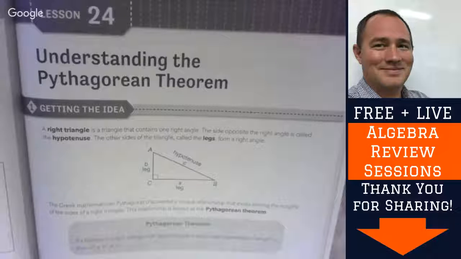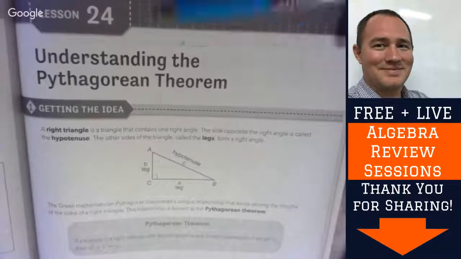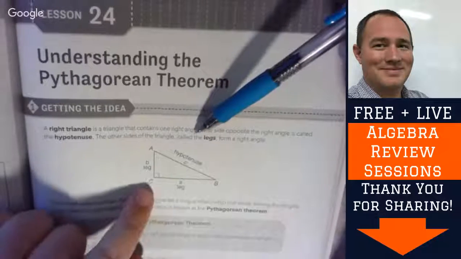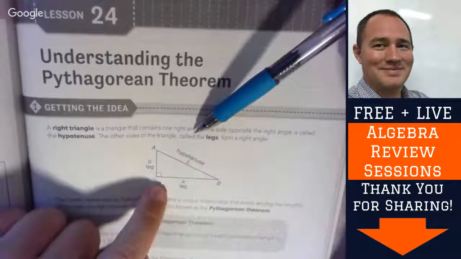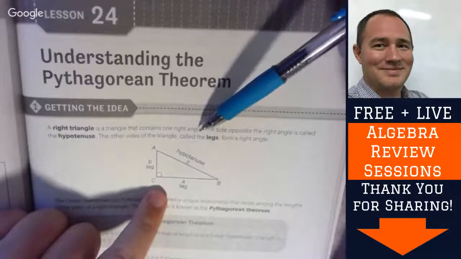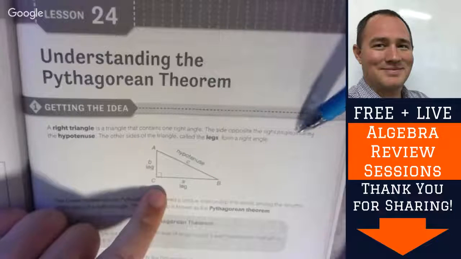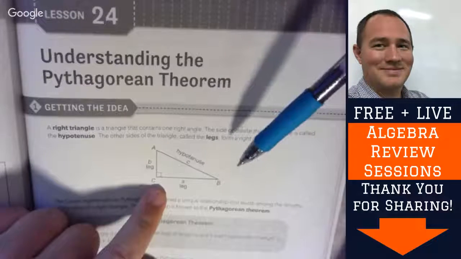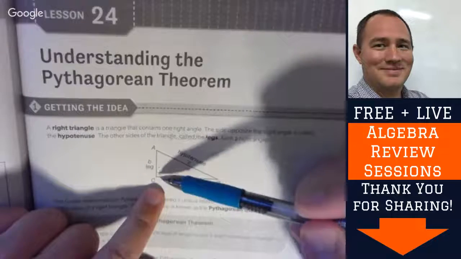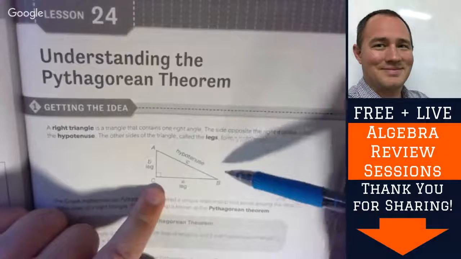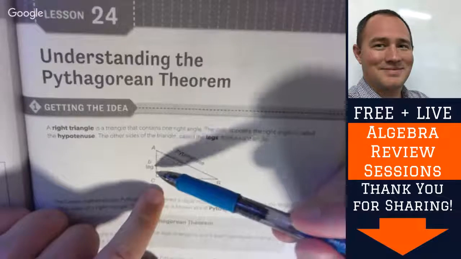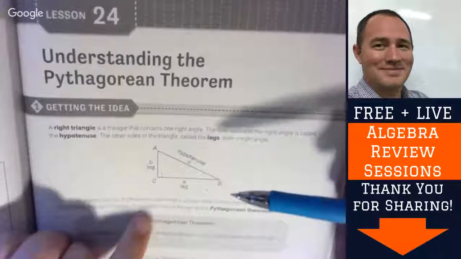Okay, let's get started. So, understanding the Pythagorean theorem, a right triangle is a triangle that contains one right angle. That's the one here at C, labeled with a little box. That's a right angle. The side opposite the right angle is called the hypotenuse. The other sides of the triangle are called legs. You have a short leg here and a long leg, and the longest of the three, the one that's opposite the right angle, is the hypotenuse.